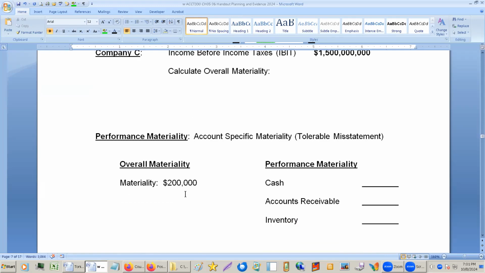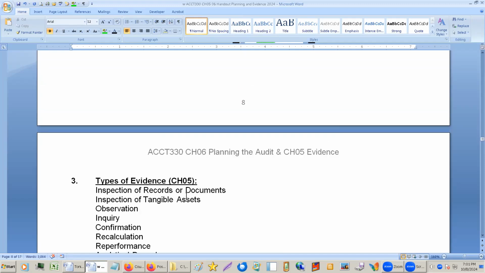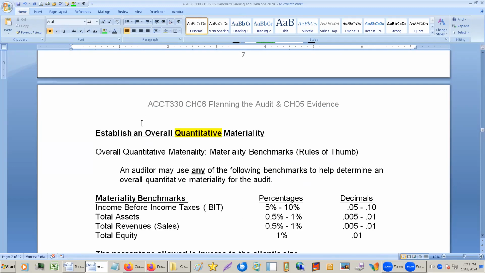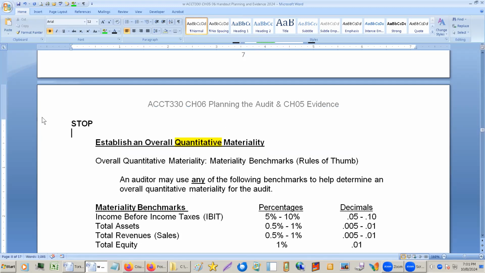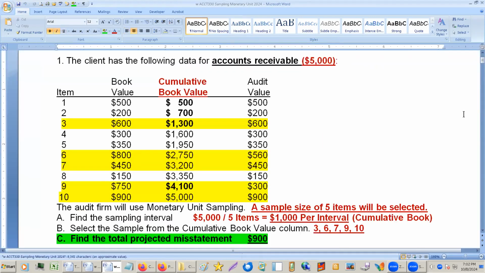Okay, let's stop here. This is going to be a long chapter, and I apologize for that. I've been trying to cut this down for years, but let's stop here and take a break. When we come back, we'll start in on monetary unit sampling.